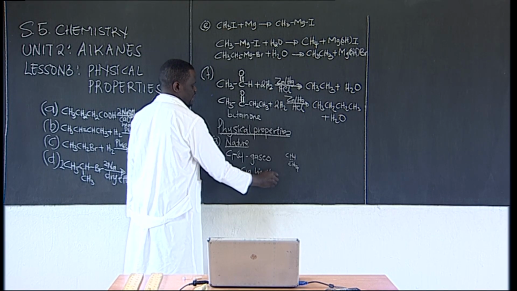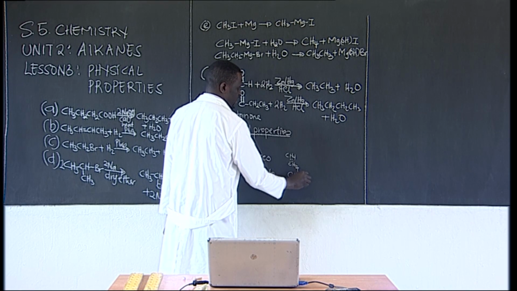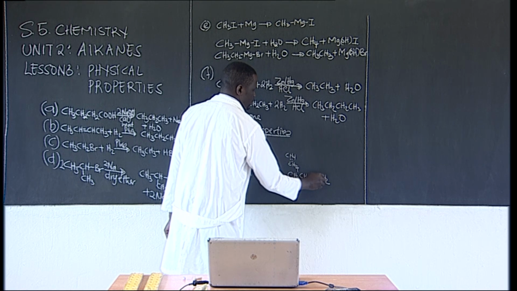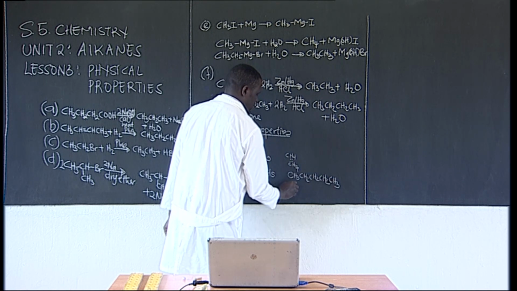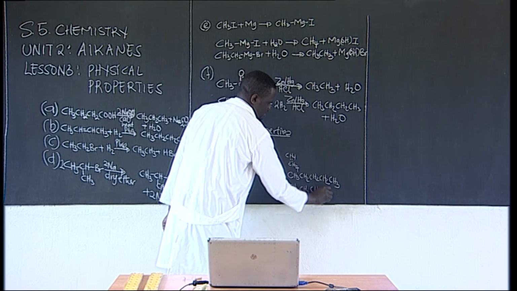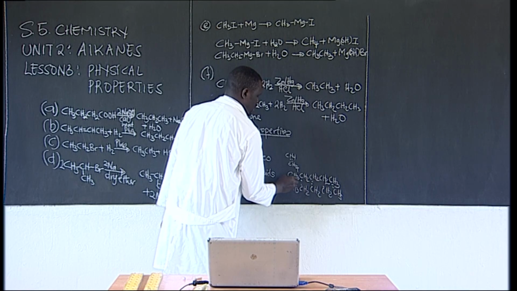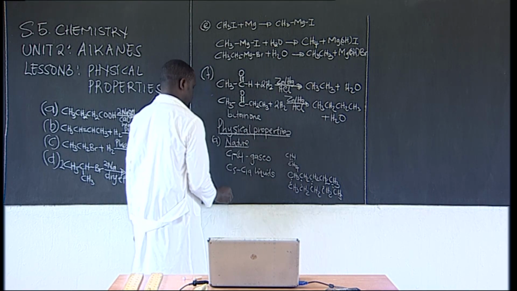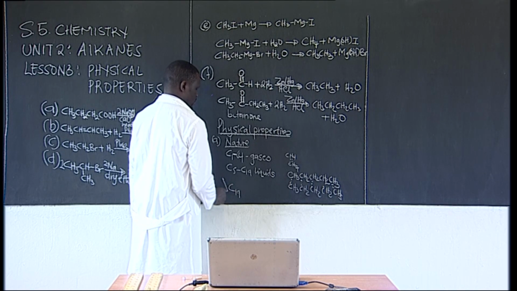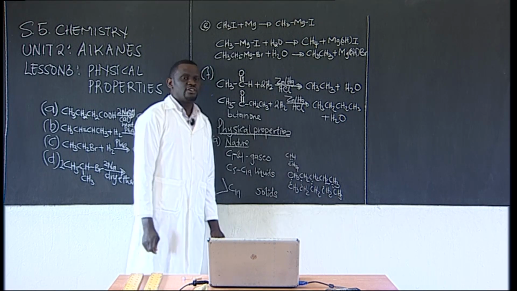Then from C5 up to C19, they are liquids. Let's take CH3, CH2, CH2, CH2, so we have 1, 2, 3, 4, 5. As the intermolecular forces increase, they will hold these as liquids, meaning the more the intermolecular forces, the more the compound will change physical state. Then greater than C19, we shall have what? Solids, because they have more intermolecular forces to hold them as solids.